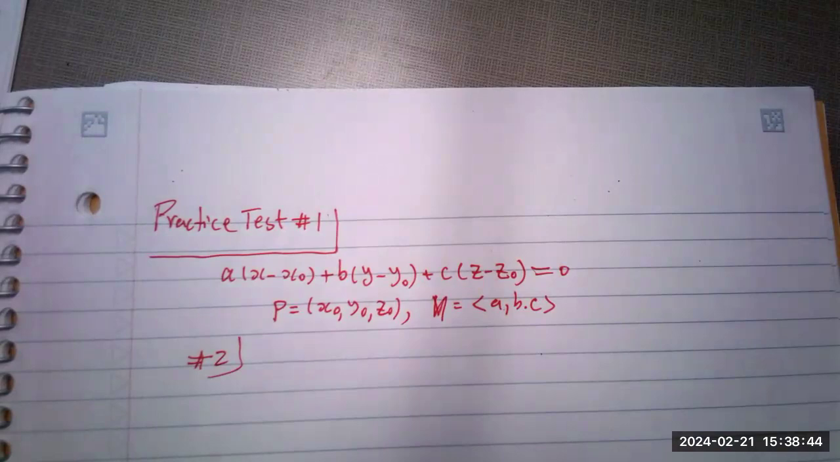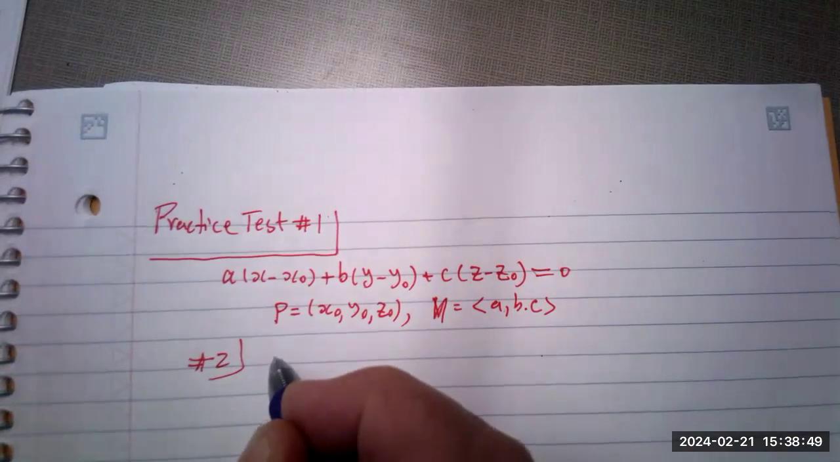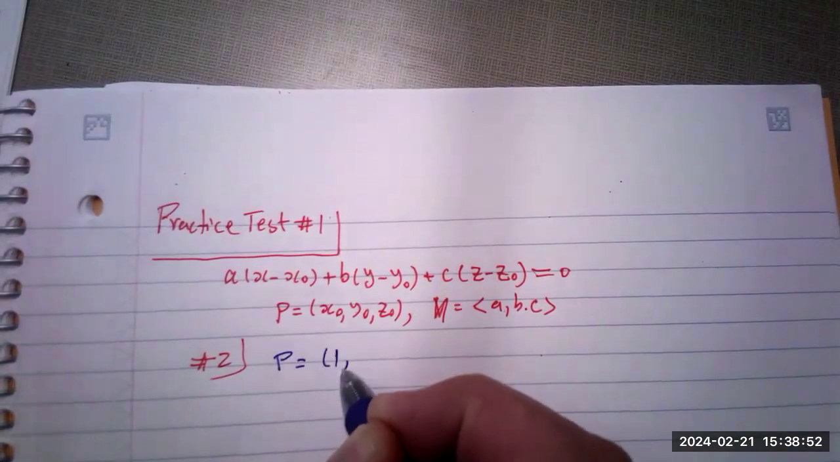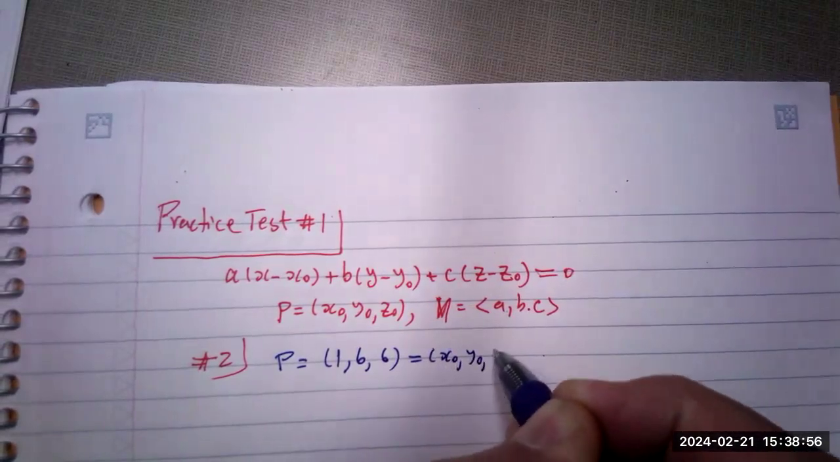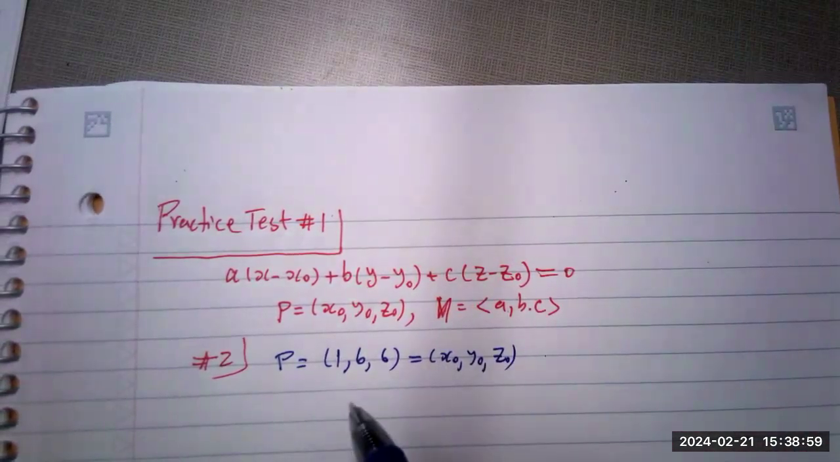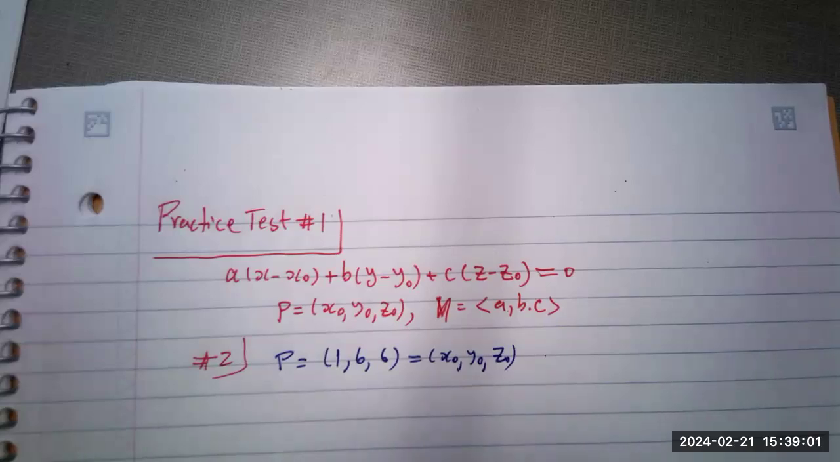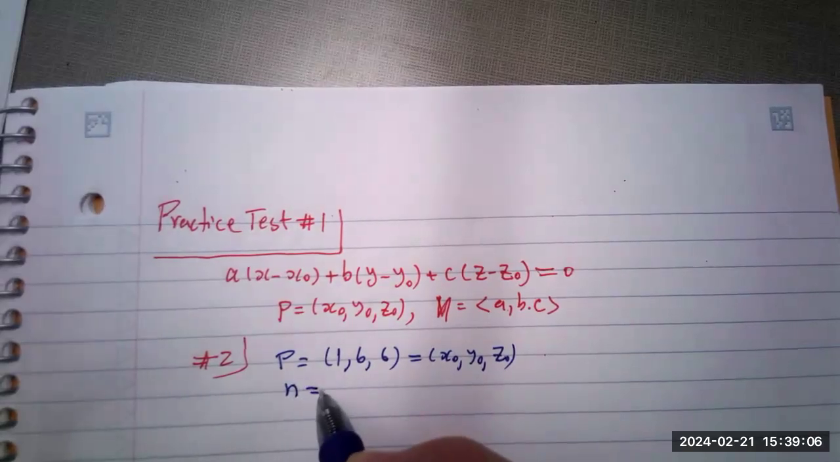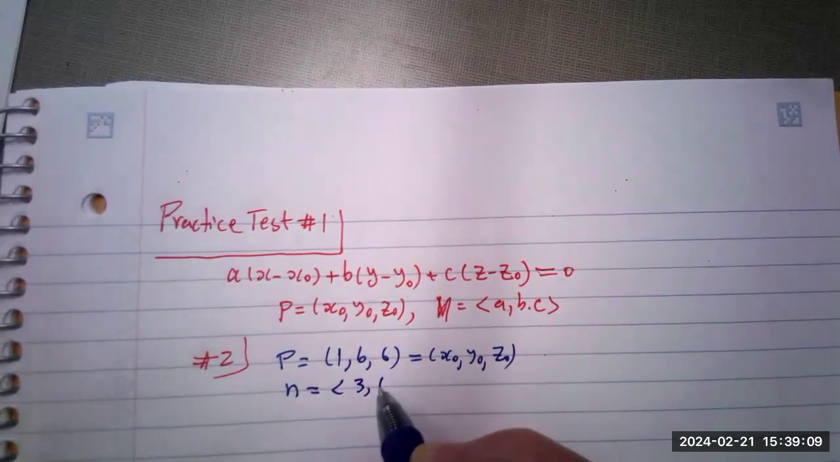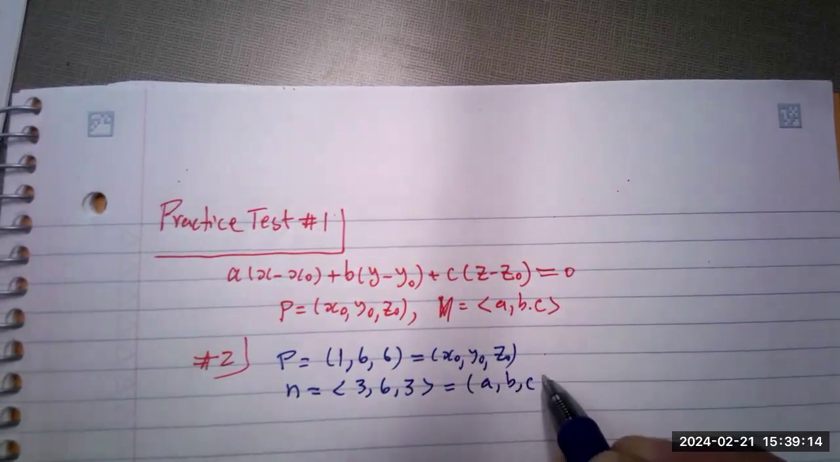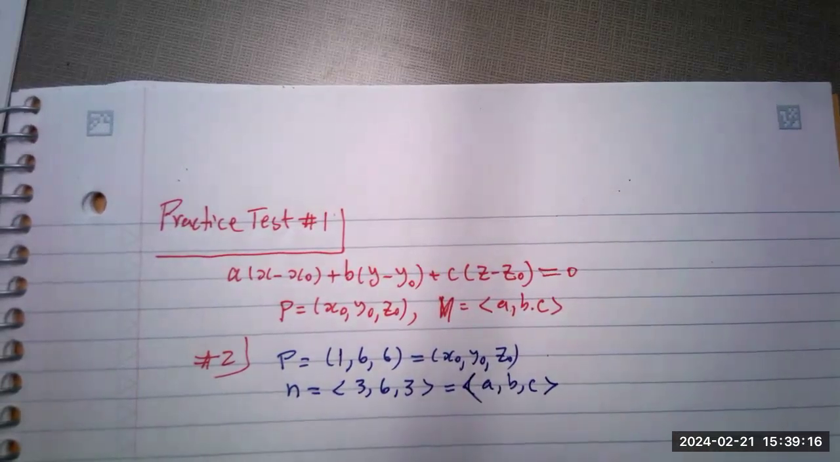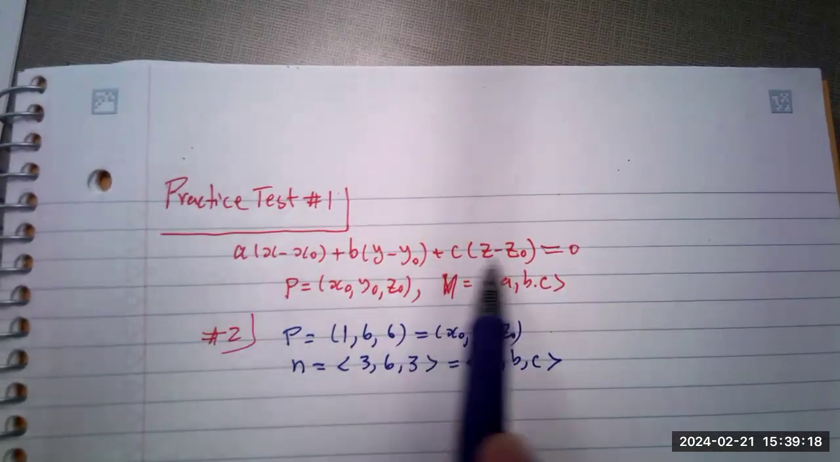So in question number 2, you have a point. The point is given to you, it's going to be 1, 6, 6. We're going to call it x0, y0, z0, and you have a normal vector. You call it n, they call it v, you call it n. It's 3, 6, 3, and this is going to be considered your a, b, and c. Just substitute, simplify. Okay, this is your formula.